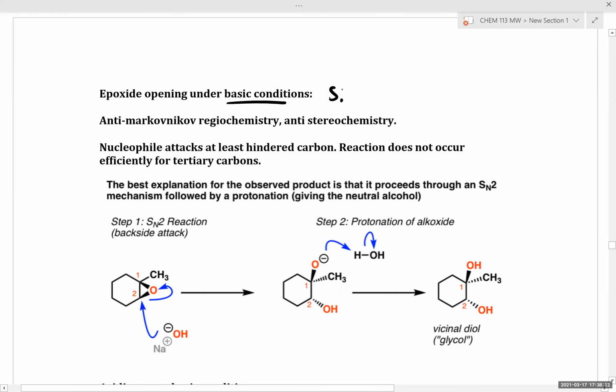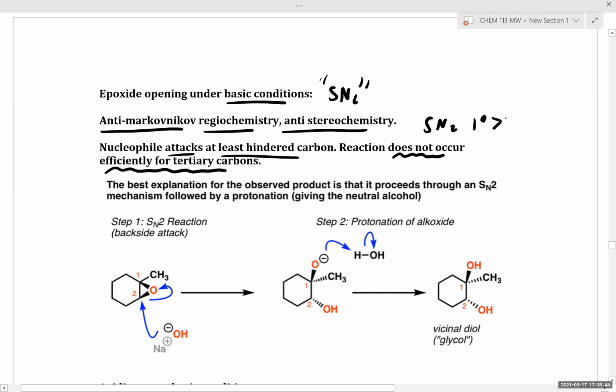So under basic conditions, I like to think of this as a true SN2 reaction with all of the regiochemical and stereochemical implications of running an SN2 reaction. Epoxide opening under basic conditions follows anti-Markovnikov regiochemistry and anti-stereochemistry. The nucleophile attacks at the least hindered carbon, and reaction does not occur efficiently for tertiary carbon. So for an SN2 reaction, primary is fastest, followed by secondary and tertiary.